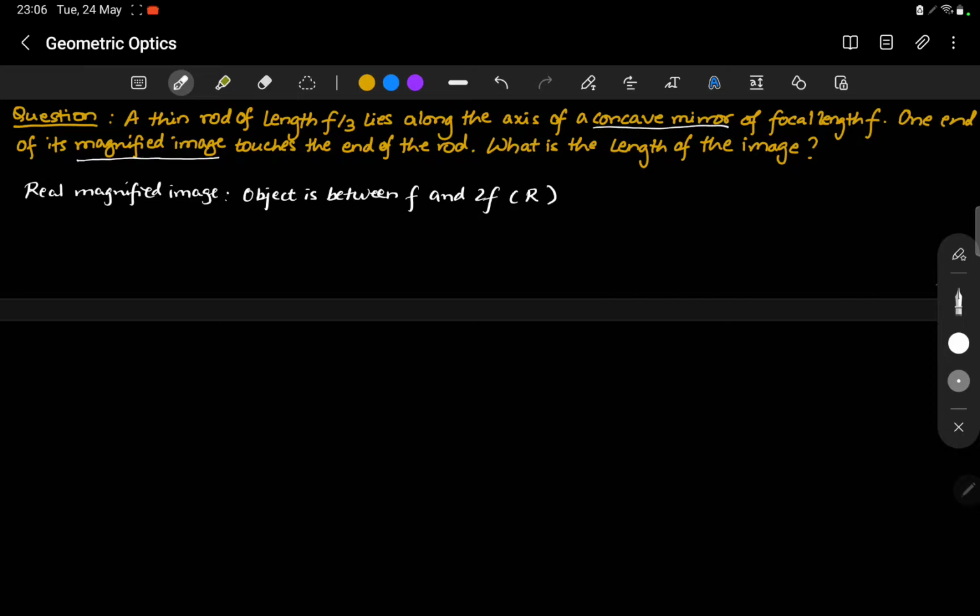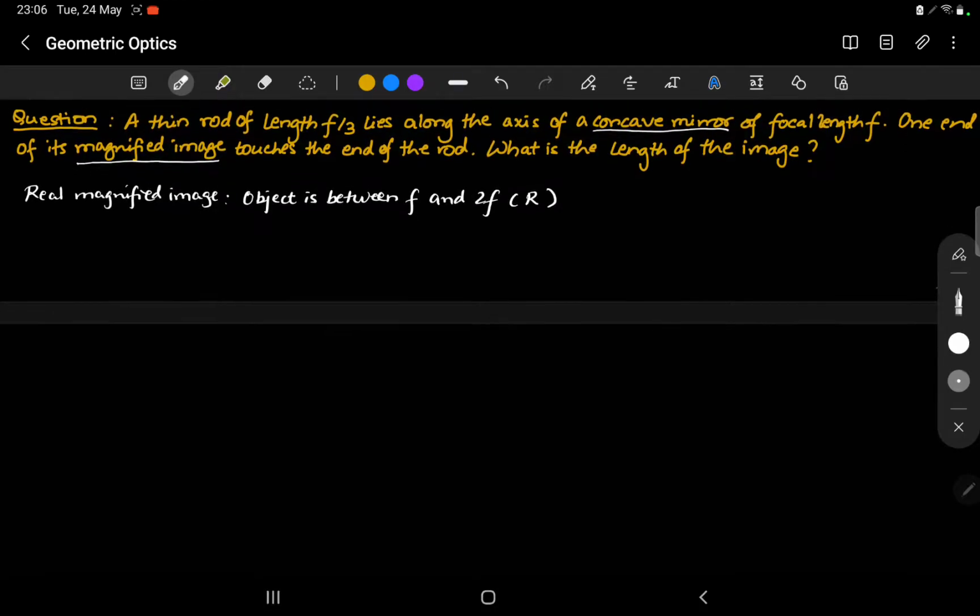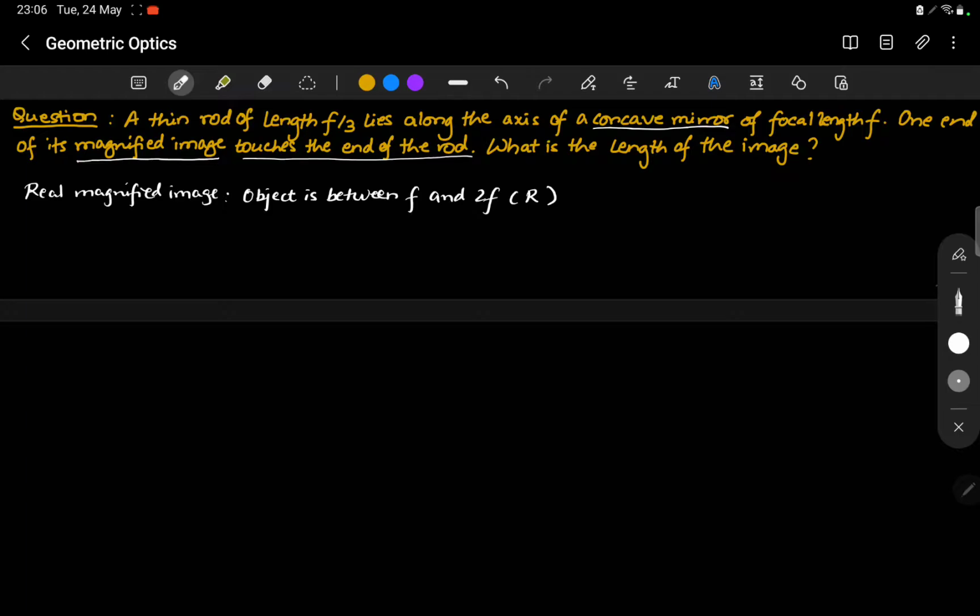The next important point says that one end of the image touches the end of the rod. So this means that the image of one end of the rod coincides with itself. This happens only when the object is placed at 2f, so the image is also at 2f. So for object and image to coincide, the object and its image coincide only when object is at 2f.